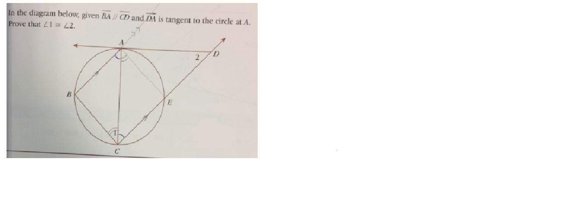All right. What do we have here? A geometric problem. It's about circles and angles. In the diagram below, given chord BA is parallel to secant CD, and another chord CE. And DA is tangent to the circle at A.